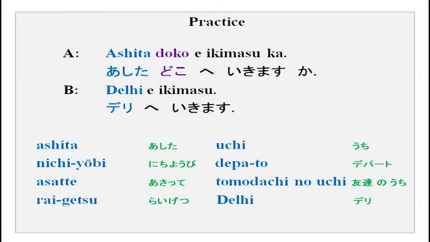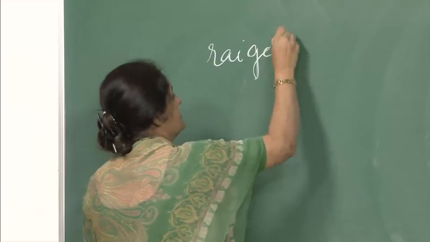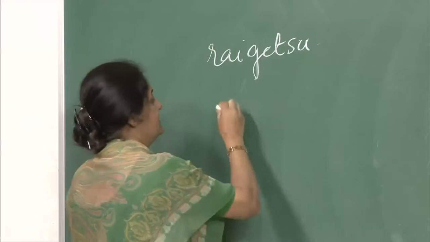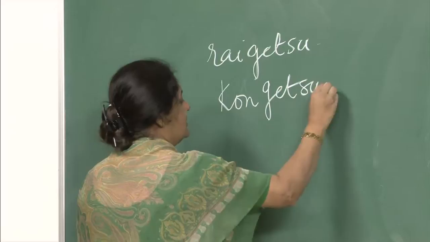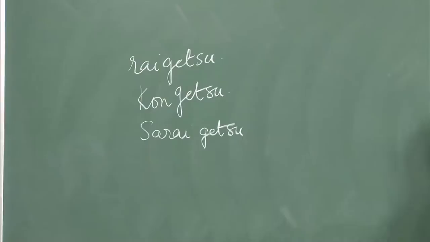Now, some more time expressions for you. Raigetsu was just mentioned. Raigetsu means next month. Kongetsu, this month. Saraigetsu, next to next month. So please you can practice.